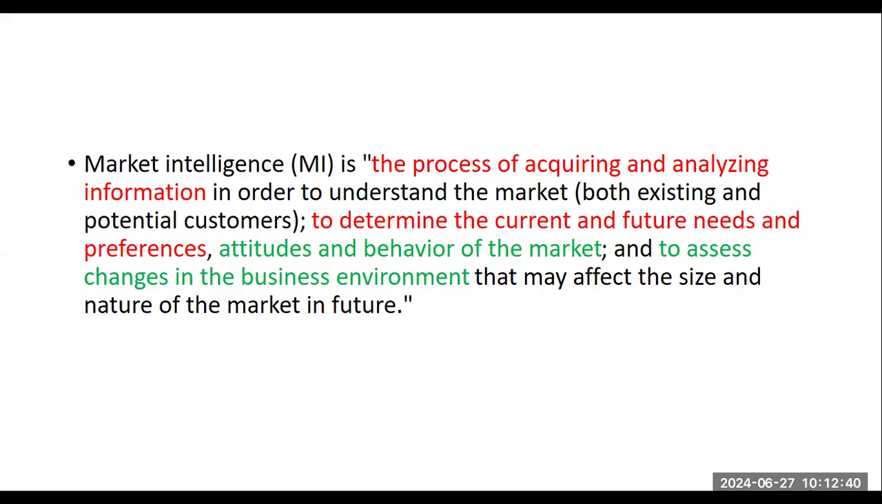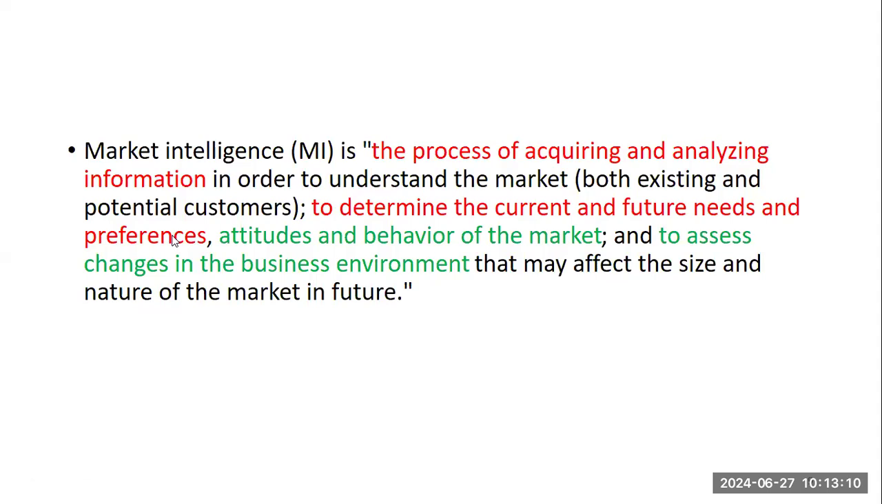So successful companies, especially the big companies, always use marketing intelligence. Using marketing intelligence, they can get updates about the market and market environment. By assessing the changes in the business environment, businesses can understand how these changes might affect the market size and nature, right? Then based on that, they can have different strategies. So this definition gives a very comprehensive idea about what marketing intelligence is really doing.